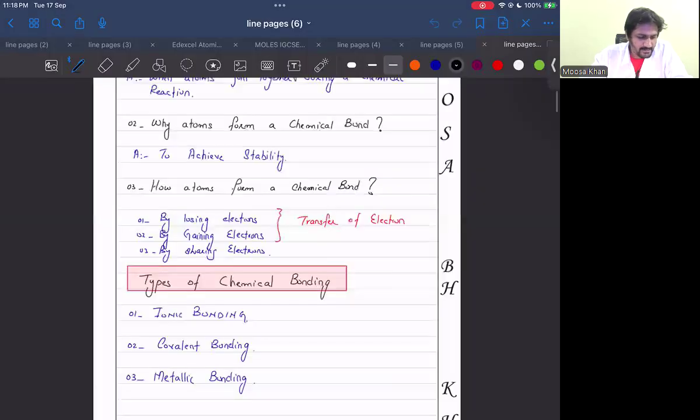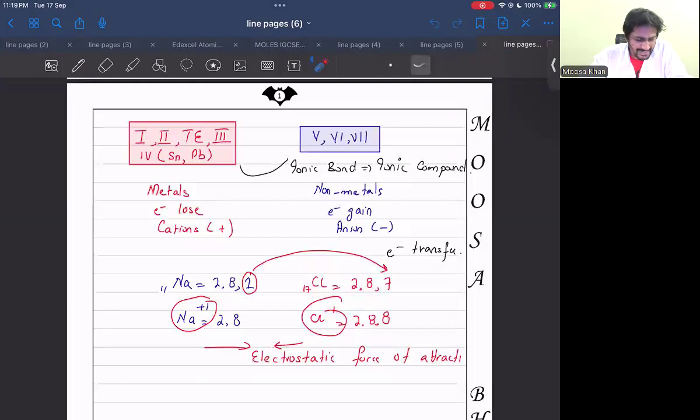Ionic bonding takes place between the elements of metals and non-metals. Previously, we used to say that metals are from all of these groups from group 1 till group 3. But आपको पता है कि अब A level में हमारे पास ग्रुप नंबर चेंज हो गए. अब ग्रुप नंबर हमारे पास 1 से 3 नहीं कहेंगे, हम इसको 1 से 13 कहेंगे. All the elements in between group 1 till group 13.